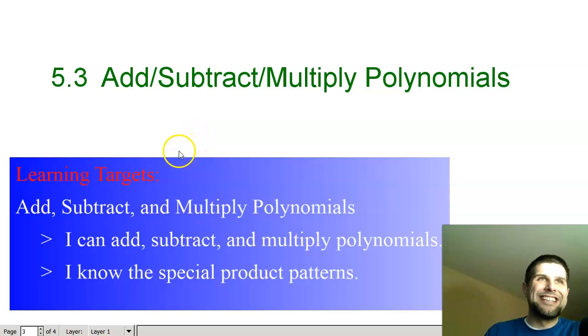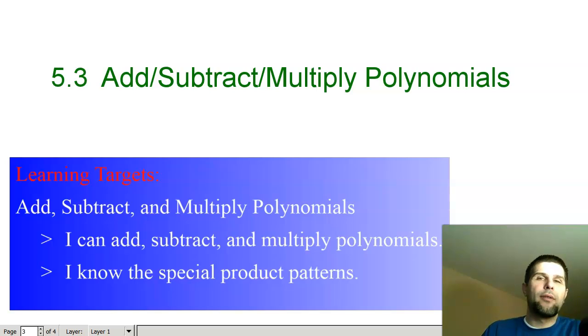5.3 is what we're doing today. 5.3 is on adding, subtracting, multiplying polynomials, and our learning targets are pretty much the same thing as the title. Another thing that we'll do is knowing the special product patterns. So you can write those down in your notes.